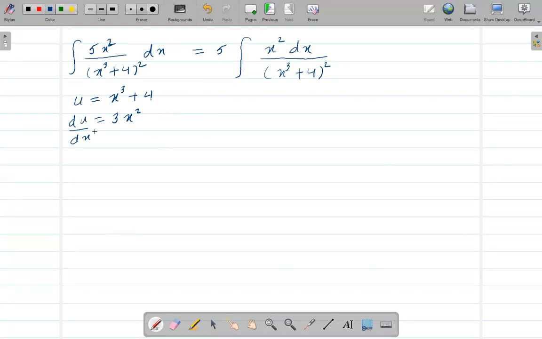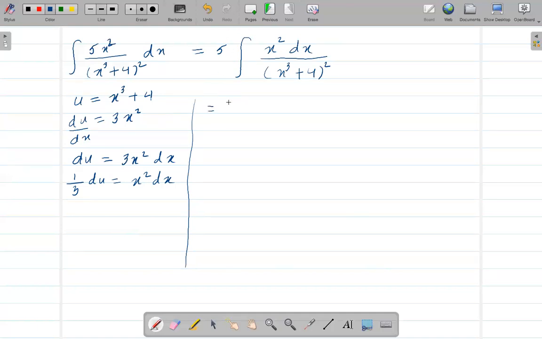So here I can just multiply dx on both sides. So du is equal to 3x squared dx. Since I'm just looking for x squared dx, where I still have this 3 extra, so divide 3 on both sides. So 1 over 3 du equals x squared dx. All right, so that means now here I will get a new equation.